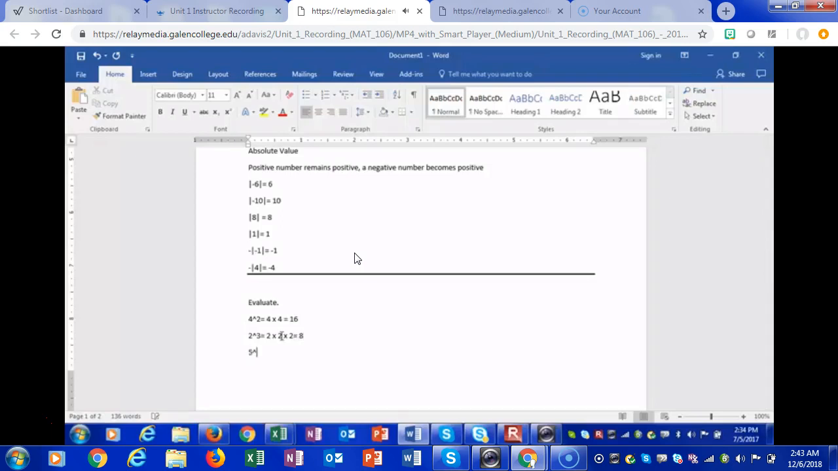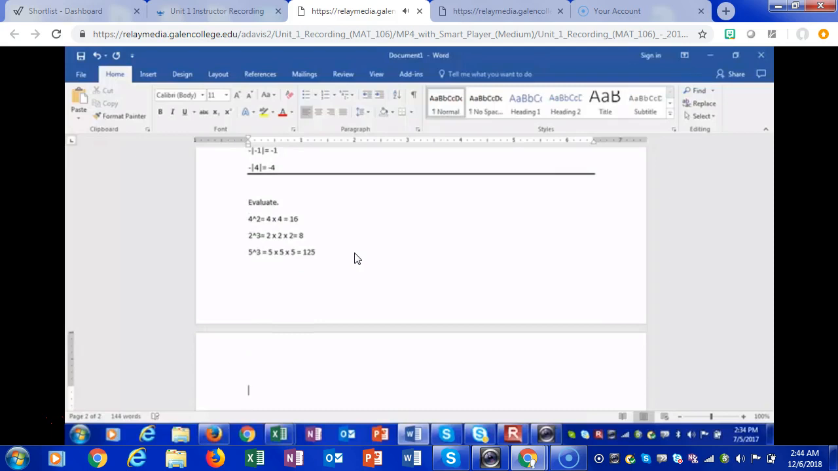Let's keep going. 5 to the third power is 5 times 5 times 5. What is 5 times 5? 5 times 5 is 25. 25 times 5 is the equivalent of 125. Okay? 6 to the second power is the equivalent of 6 times 6. What's 6 times 6? 36. Okay, let's do one more.